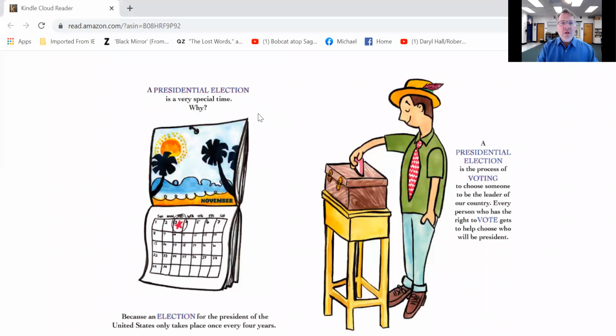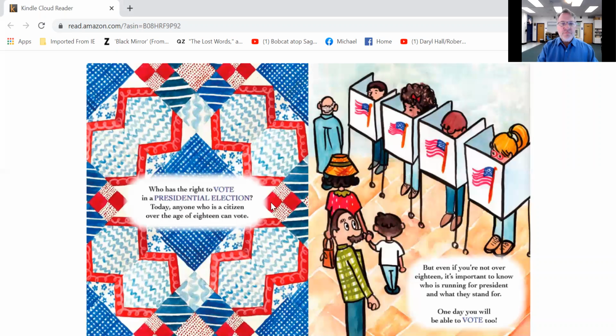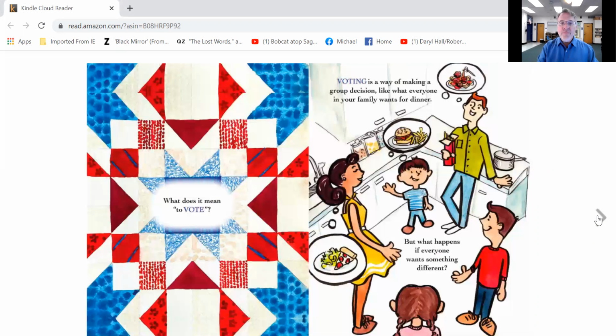Here we go. A presidential election is a very special time. Why? Because an election for the president of the United States only takes place once every 4 years. A presidential election is the process of voting to choose someone to be the leader of our country. Every person who has the right to vote gets to help choose who will be president. Who has the right to vote in a presidential election? Today, anyone who is a citizen over the age of 18 can vote. But even if you're not over 18, it's important to know who is running for president and what they stand for. One day, you will be able to vote too.